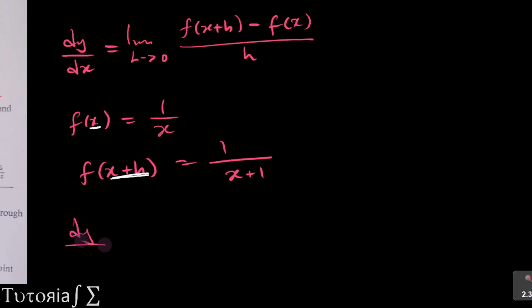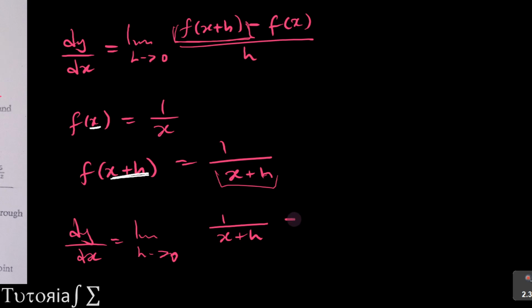So dy/dx will basically be equal to the limit as h approaches 0. Then this part is this part. So this is x plus h. Where there is x, we put x plus h. So this will be f of x plus h, which is this part, 1 over x plus h, minus f of x, which is this part, 1 over x, divided by h.